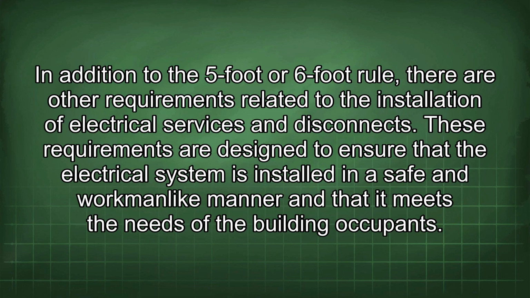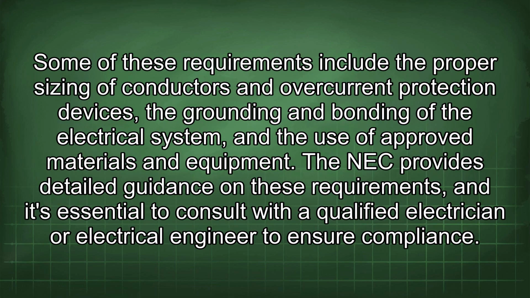In addition to the 5-foot or 6-foot rule, there are other requirements related to the installation of electrical services and disconnects. These requirements are designed to ensure that the electrical system is installed in a safe and workmanlike manner and that it meets the needs of the building occupants. Some of these requirements include the proper sizing of conductors and overcurrent protection devices, the grounding and bonding of the electrical system, and the use of approved materials and equipment.